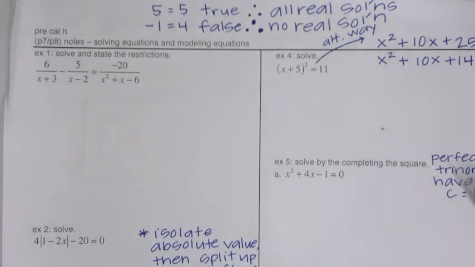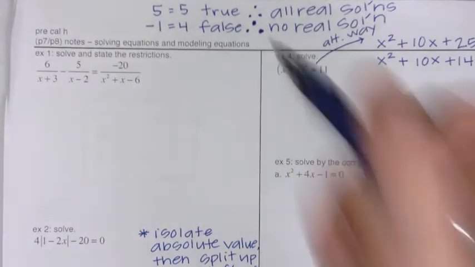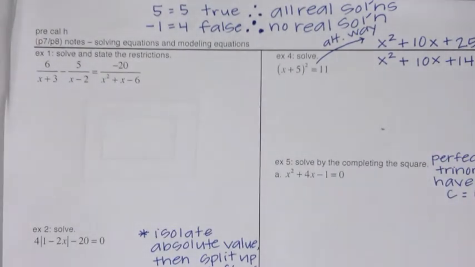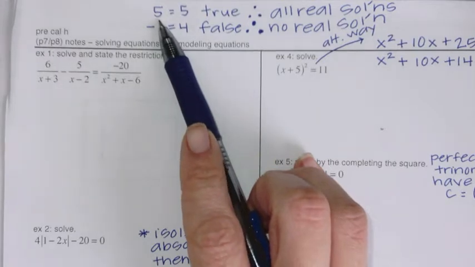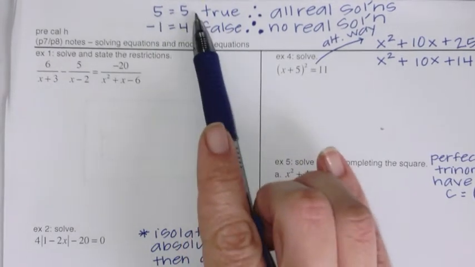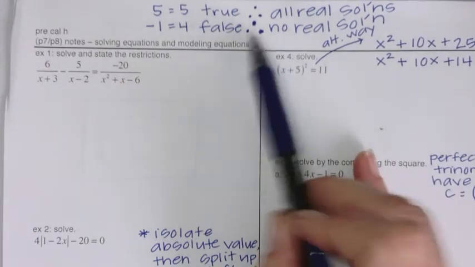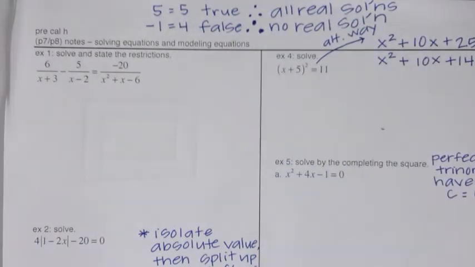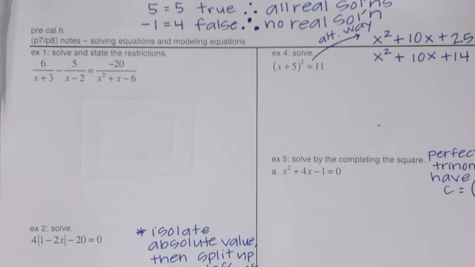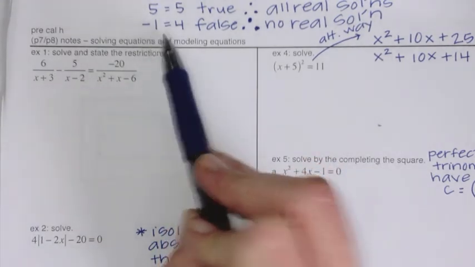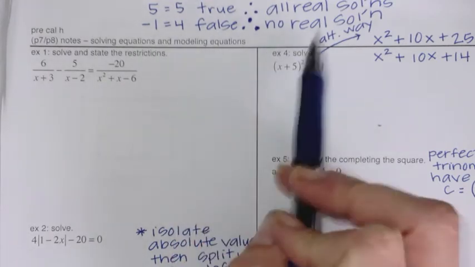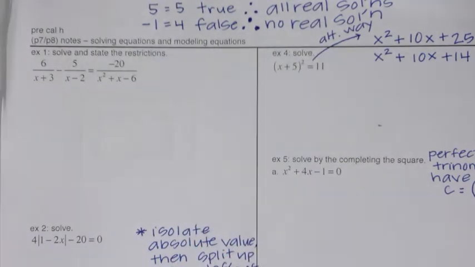So I've got some notes up here just to start with, so you'll probably have to pause the video and copy as necessary. But first of all, whenever you're solving an equation, if the variable drops out and you get something like 5 equals 5, which is true, 5 does equal 5, then it's all real solutions. It doesn't matter what value of x you have, the left side of the equal sign will always equal the right side. However, if you get a statement where the variable drops out and then you get something like -1 equals 4, which is false, then there will be no real solutions. No value of x will make the left side equal the right side.